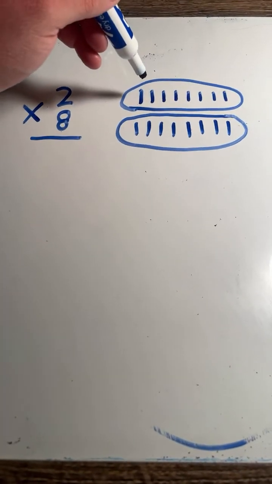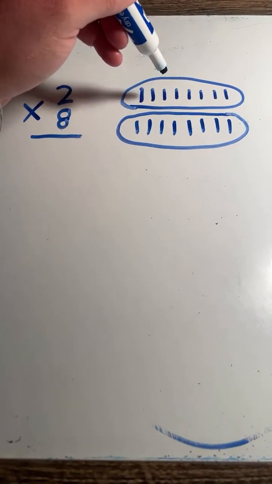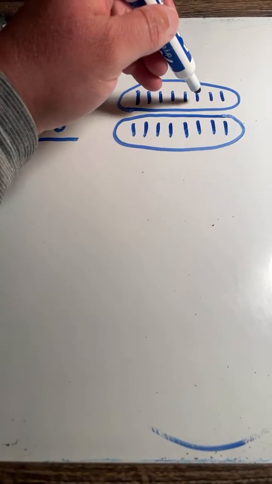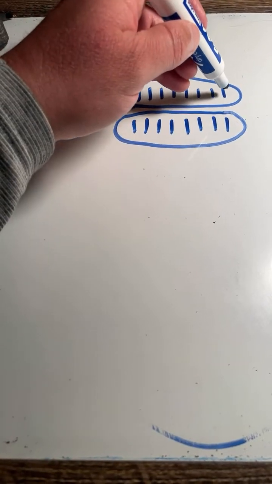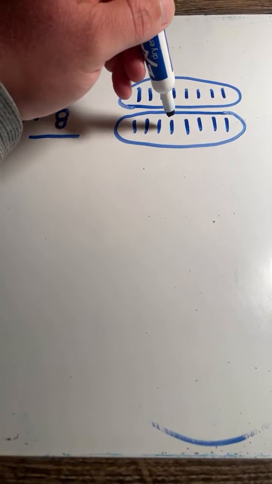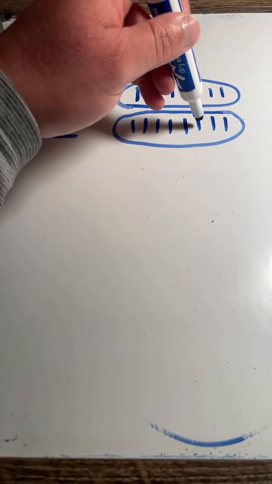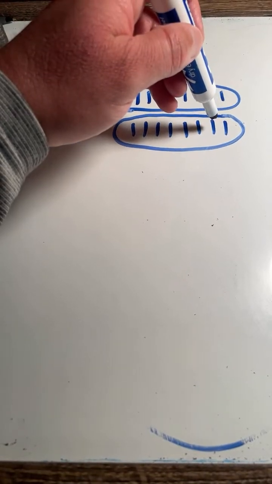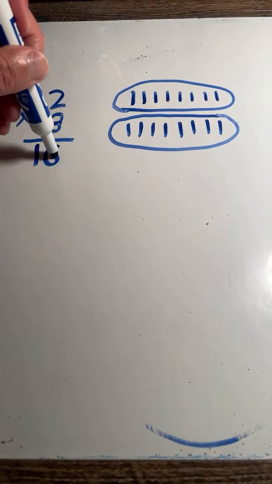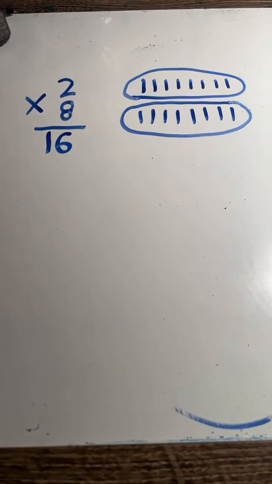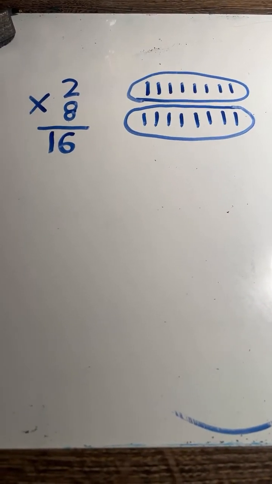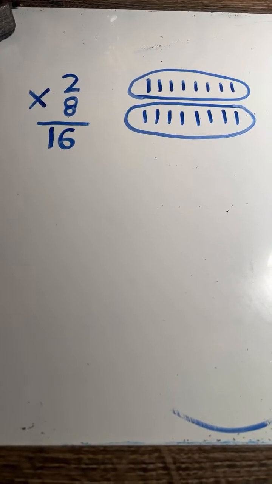Here we go. 1, 2, 3, 4, 5, 6, 7, 8, 9, 10, 11, 12, 13, 14, 15, 16. So we have our final answer. No, it's not pre-recorded. We are live. 2 times 8 equals 16.